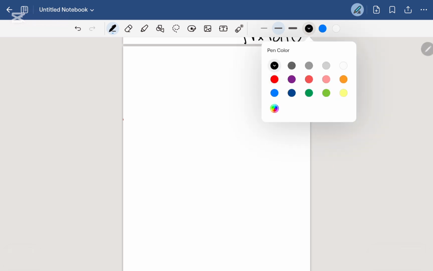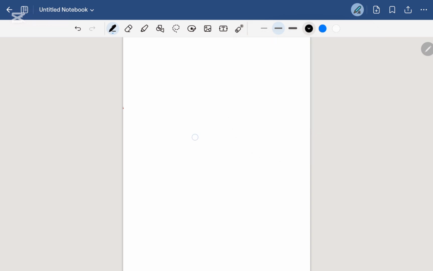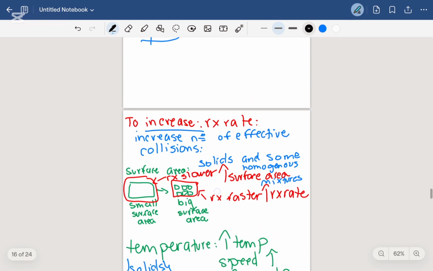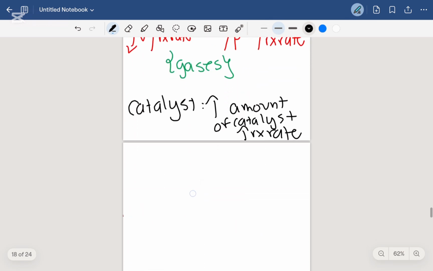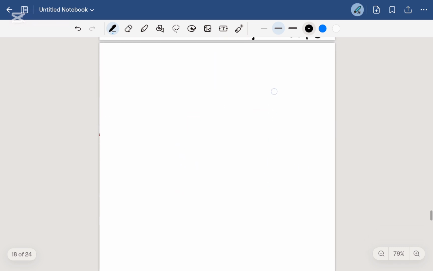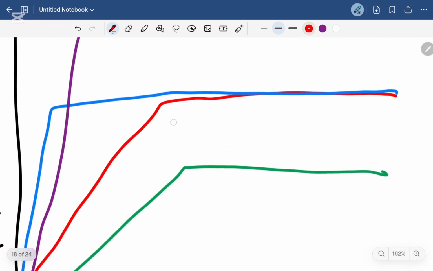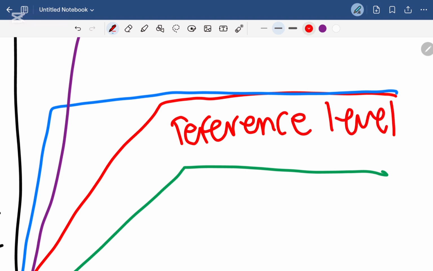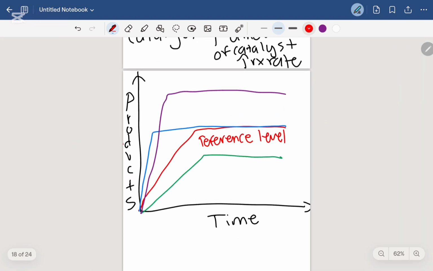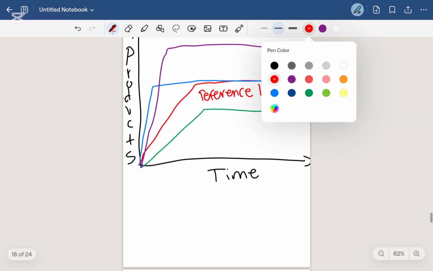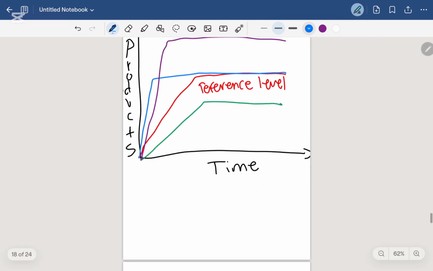Now, after explaining the things that affect the reaction rate, okay, we are gonna draw a graph and we're gonna explain the graph. Now I will cut the video and I will draw the graph and come back. Okay, so this is the graph. We're gonna take the red as our reference level. Okay, reference level, it means it is the basic without any changes. Okay, the basic reaction.